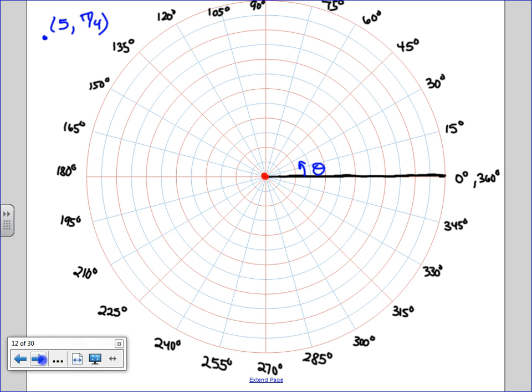Where would this go? So point that way. Okay, this way. Go to the 45, and then out 5 from the middle. Out 5. So out 1, 2, 3, 4, 5. Right? Is that okay? Alright, what if I was to give you instead the point, let's do another one.